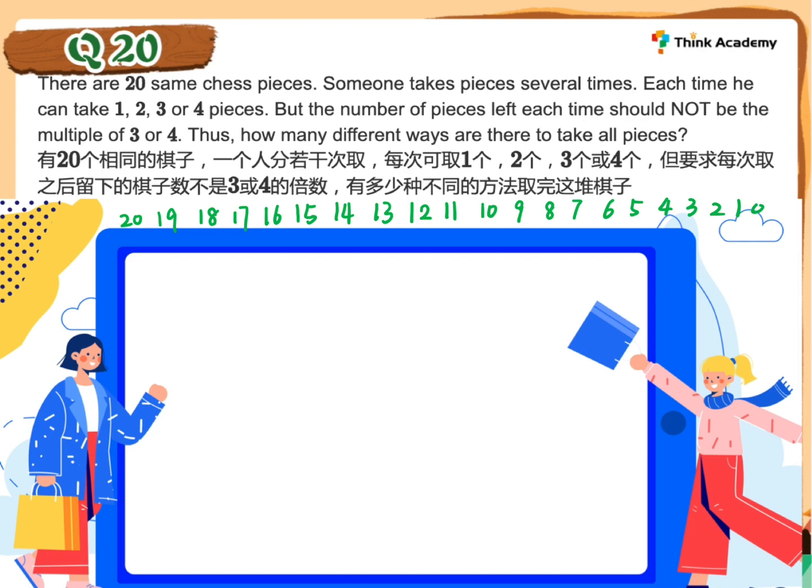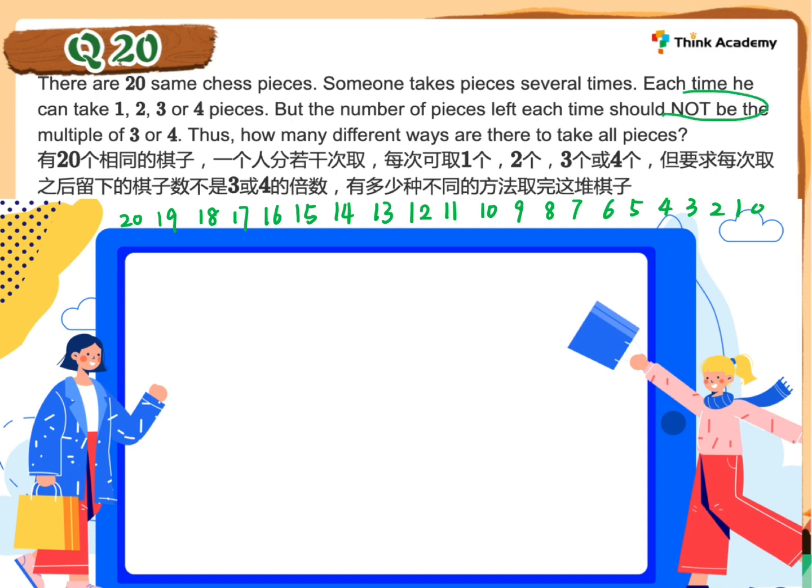There are 20 same chess pieces. Someone takes pieces several times. Each time, he can take 1, 2, 3, or 4 pieces. It means one time you can take 1 piece or 2 pieces or 3 pieces or 4 pieces. But you cannot take 5. But the number of pieces left each time should not be a multiple of 3 or 4. Thus, how many different ways are there to take all pieces?